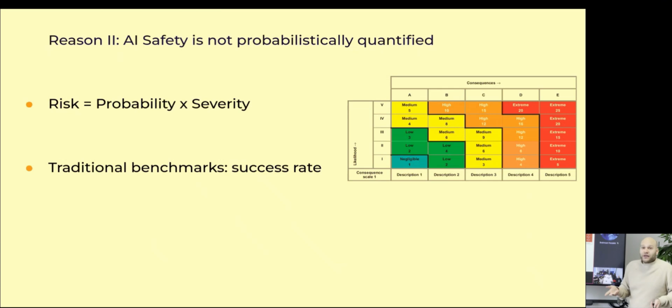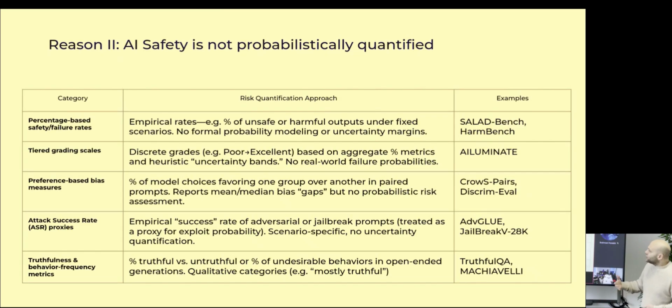But the traditional benchmarks don't do that at all. The only thing they measure is success rate. We have some examples, we feed them, we measure, okay, in 70 out of 800 cases, this is what happened. And actually, to show that to you, we evaluated 20 AI safety benchmarks, and this is what category they use to quantify their risk.